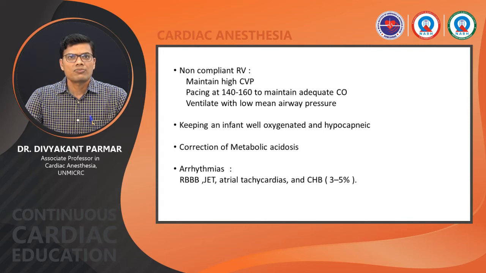Pacing should be done at 140 to 160 to maintain adequate cardiac output, and ventilate with low mean airway pressures, as increased intrathoracic pressure will decrease the cardiac output and increase the PA pressure. Keep the infant well oxygenated, keeping PO2 around 100 to 150 and hypocapnic, that is PCO2 around 30 to 35. Cautiously correct the metabolic acidosis with sodium bicarbonate.